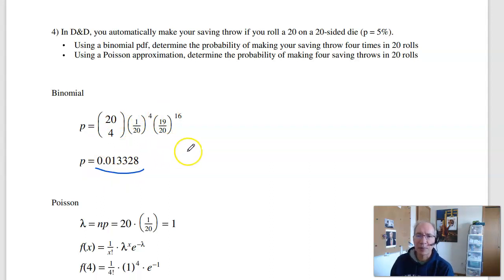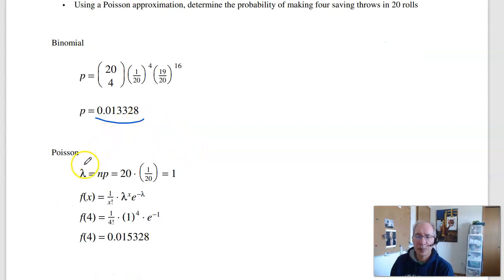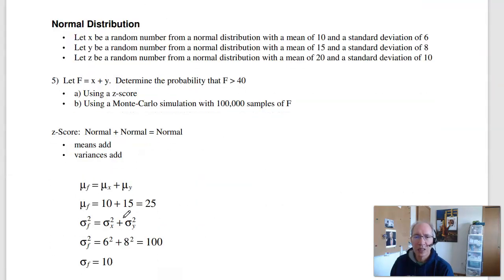That's the actual probability. A Poisson approximation approximates it with lambda equal to n times p. That's the expected number of successes in 20 rolls, 1. F of x is then 1 over x factorial, lambda to the x, e to the minus lambda. Plugging in lambda is 1, x equals 4, I get 1.5%. A little bit off, but fairly close. That's the Poisson approximation for binomial. Okay, so that was gamma and Poisson distribution.